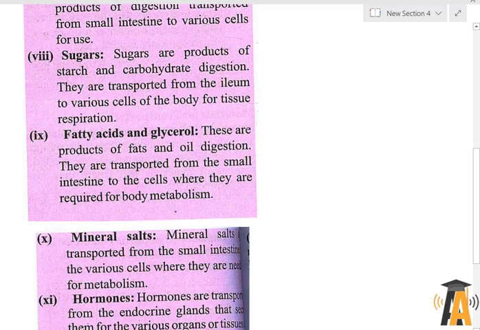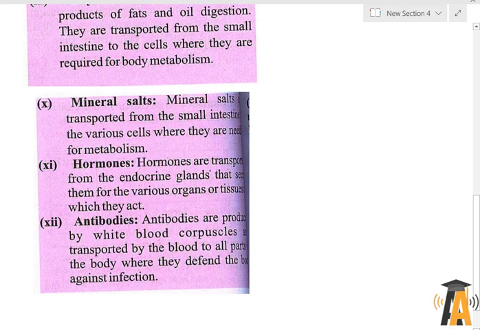Then we have hormones. Hormones as well will need to be transported from where they are produced, the endocrine glands, to the various tissues or target organs where they can carry out their function. We also have antibodies. They are produced by the white blood cells, and they are transported by the blood to various parts to be able to carry out their function also.